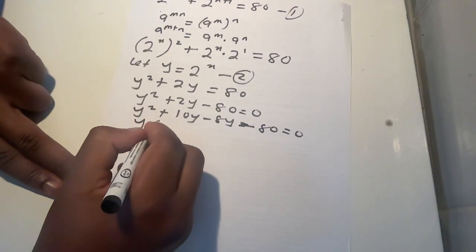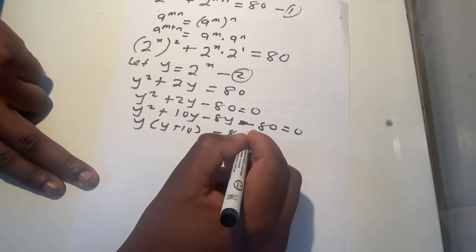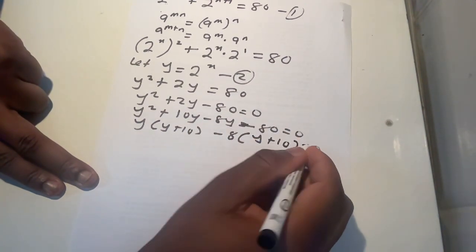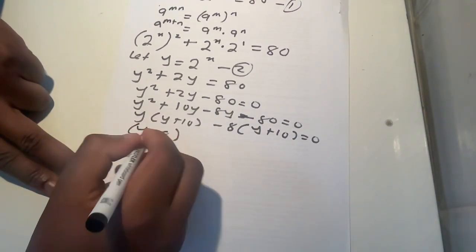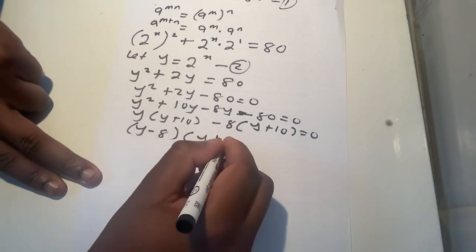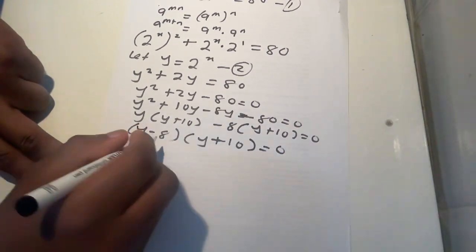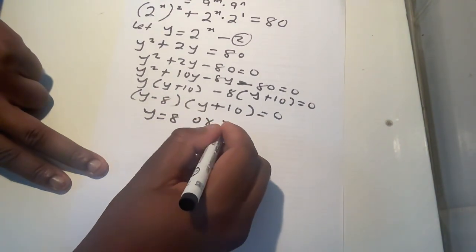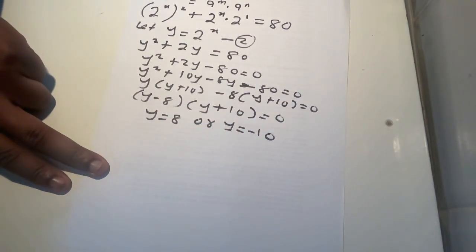By factorizing, I will have y minus 8, y plus 10 is equal to 0. Therefore, y is equal to 8, or y is equal to minus 10. So this is the solution of y, but I want x.